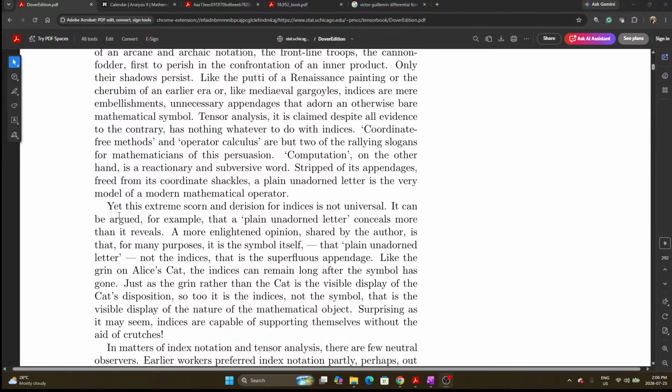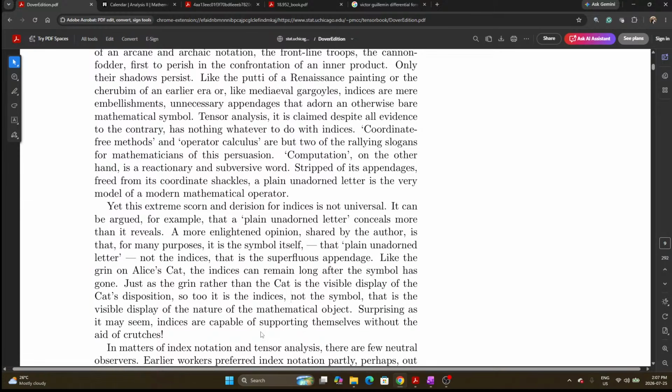And then you have the second paragraph. Yet this extreme scorn and derision for indices is not universal. It can be argued, for example, that a plain, unadorned letter conceals more than it reveals. A more enlightened opinion shared by the author is that for many purposes it is the symbol itself, that plain, unadorned letter, not the indices, that is the superfluous appendage.